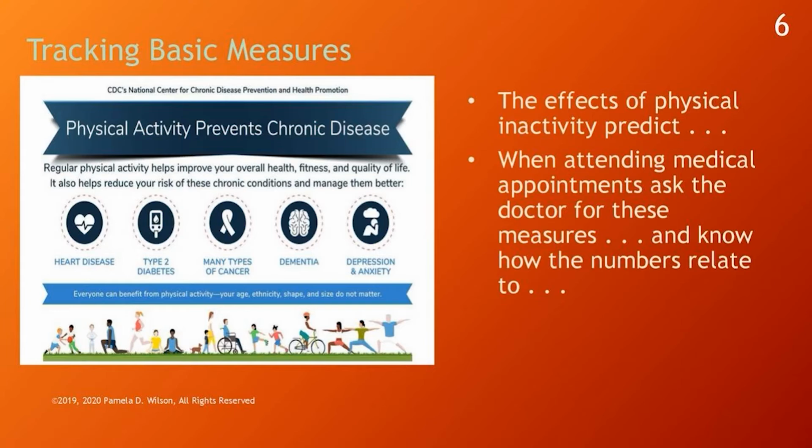Because we know this, for adults, chronic disease protects health and well-being when we are older. Knowing measures supports us being proactive to manage our health. When attending medical appointments, take out your pen, ask the doctor for these measures: cholesterol, triglycerides, blood sugar, blood pressure, and weight and body mass index. Understand how these numbers relate to health and health conditions.